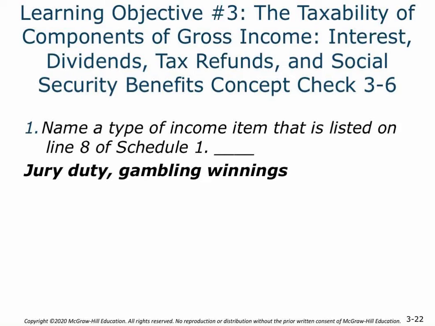This concept check: name a type of income that is listed on line 8 of Schedule 1. That's going to be jury duty or gambling winnings.